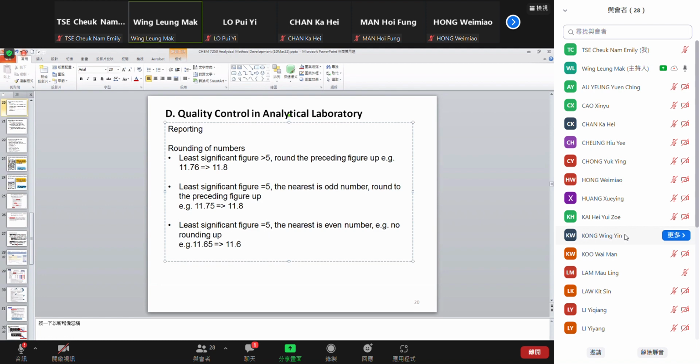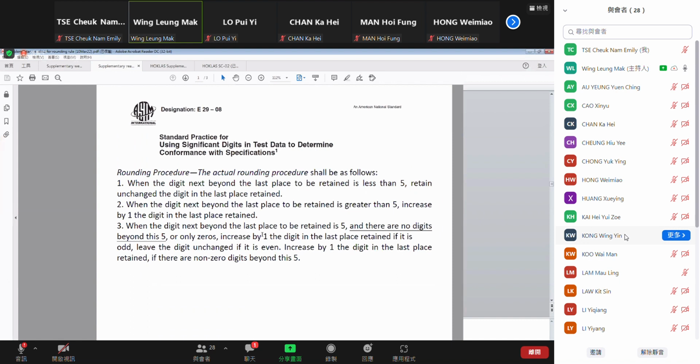Okay. More examples. Those rounding rules are accepted internationally. Okay. When the last digit is 5, rounding up or down will depend on the preceding digit, even or odd.